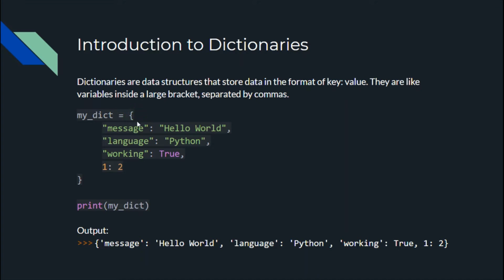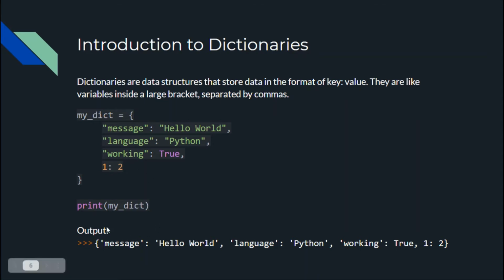Here's an example of a dictionary. Here we have the dictionary name, which is mydict in this case, and then we have 4 key value pairs. The first one, as we see, is message, and that's equal to hello world, and then separated by a comma, language is Python, working is true, and 1 is 2.